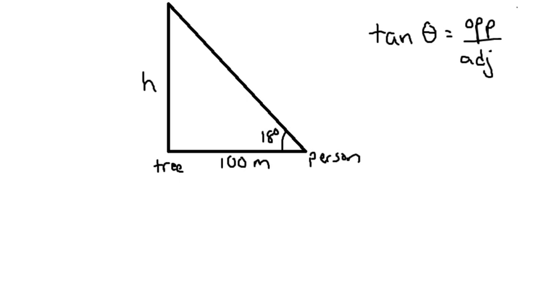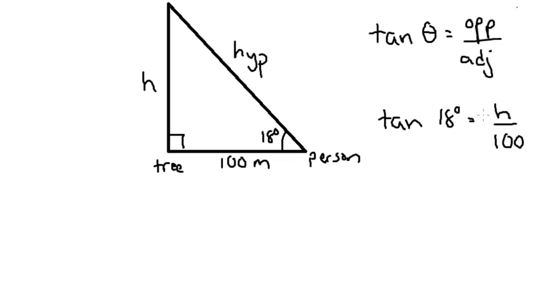Sides. And so plugging in what we know, tan of 18 degrees is equal to opposite, which is our h, over adjacent, which is the 100, because the opposite side is the side that's not touching the angle, so that would be the h. The adjacent side is the side that is touching the angle, but it's not opposite the 90-degree angle, because this is the hypotenuse over here. So this side is the adjacent side, and the h is the opposite side.